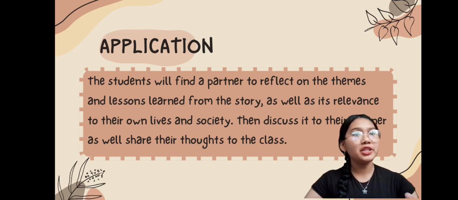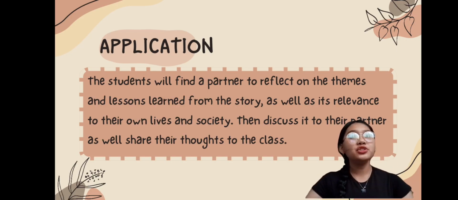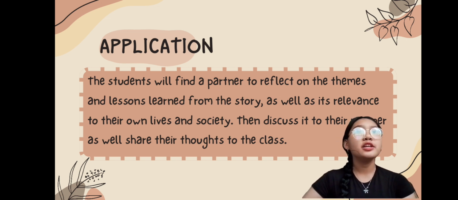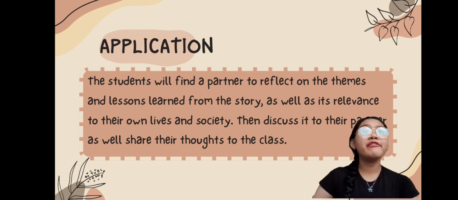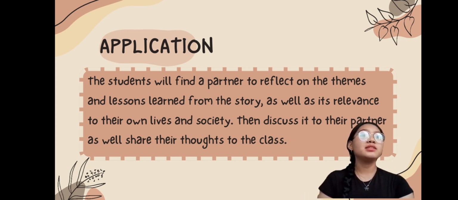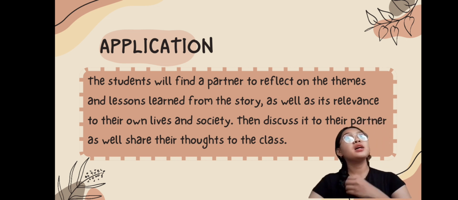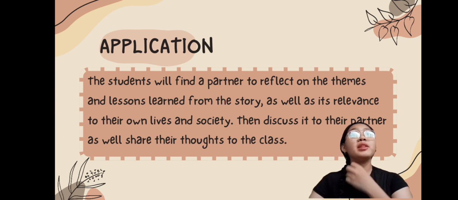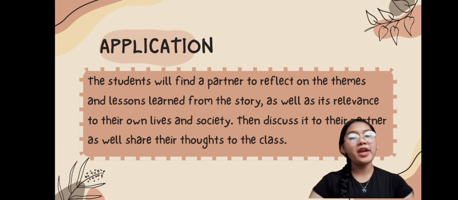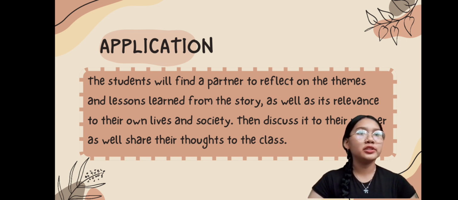Next, we have the application. So, the students will find a partner to reflect on the themes and lessons learned from the story, as well as its relevance to their own lives and society. Then discuss it with their partner and share their thoughts with the class. I will choose 3 groups or 3 pairs to elaborate their discussion to the class.